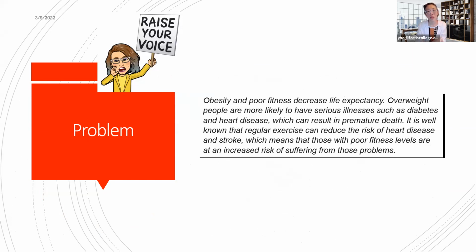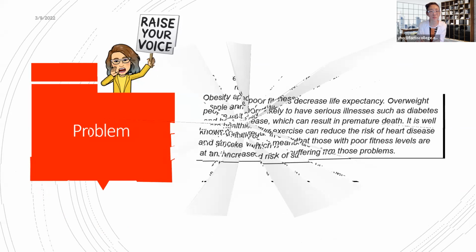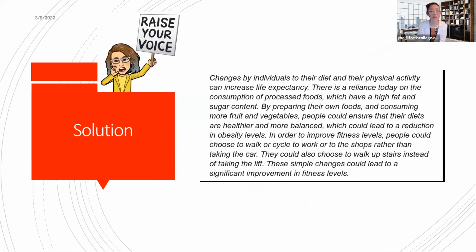Overweight people are more likely to have serious illnesses such as diabetes and heart disease, which can result in premature death. It is also known that regular exercise can reduce the risk of heart disease and stroke, which means that those with poor fitness levels are at an increased risk of suffering from those problems. Solution. Changes by individuals to their diet and their physical activities can increase life expectancy. There is a reliance today on the consumption of processed foods, which have high fat and sugar content.